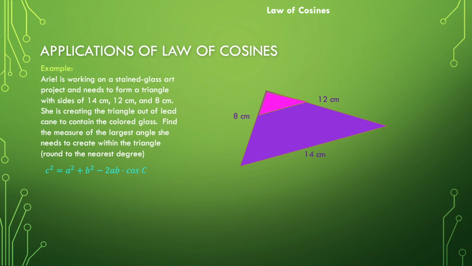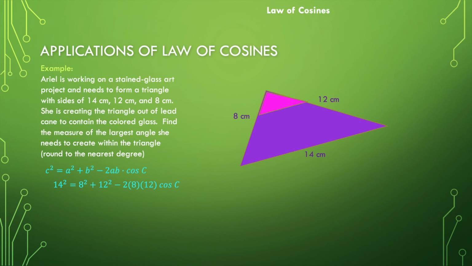Now, if we look at the law of cosines, remember that the angle that we're solving for is going to be opposite the side length opposite here. So this c value here has got to be 14 centimeters, and then a and b can be 8 centimeters and 12 centimeters. So let's go ahead and sub all that in. Looks handy dandy. Excellent.